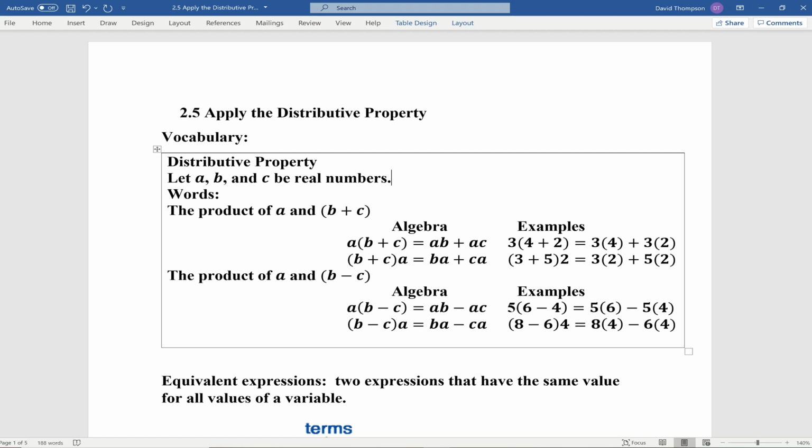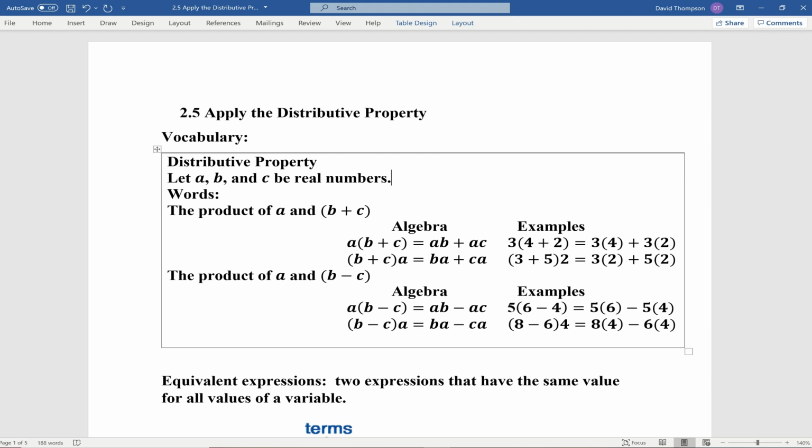The quantity of B plus C times A equals B times A plus C times A. The quantity of 3 plus 5 times 2 equals 3 times 2 plus 5 times 2. We could also think about this in terms of subtraction. The product of A and the quantity of B minus C, in algebra, can be written as A times the quantity of B minus C equals AB, or A times B minus A times C.